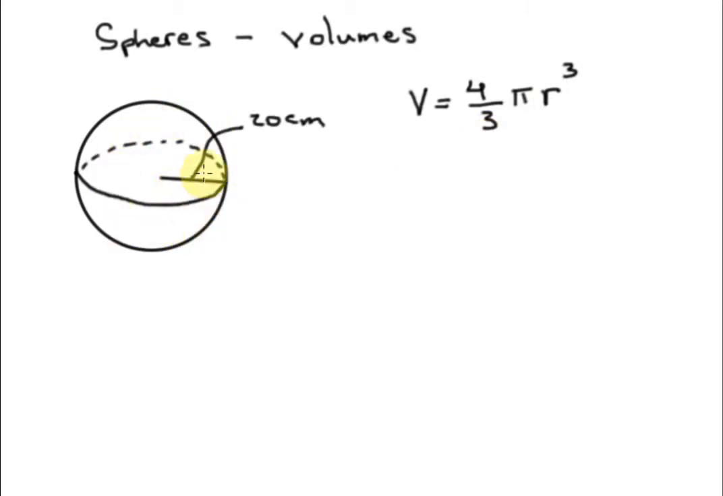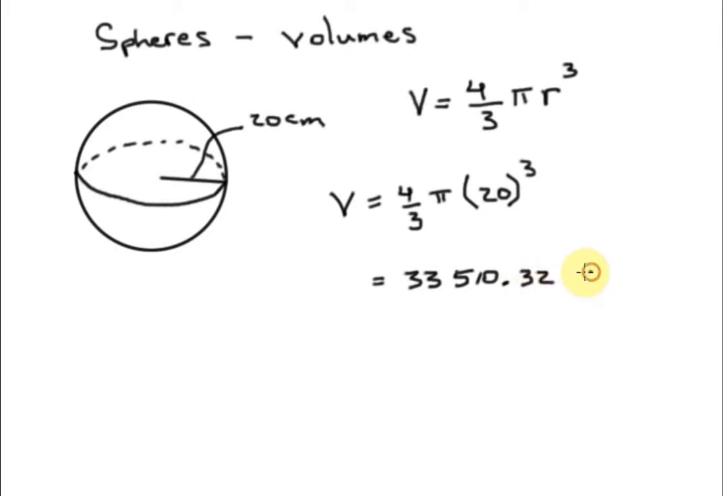Somebody says, here's a ball shape or a sphere, and I know the radius is 20 centimeters. Could you please find the volume? Nothing to it. All you've got to do is pick the right formula and make sure you put in the radius and not a diameter or something like that. So it's just a matter of crunching it through on your calculator, and that should produce the following: 33,510.32 cubic centimeters.